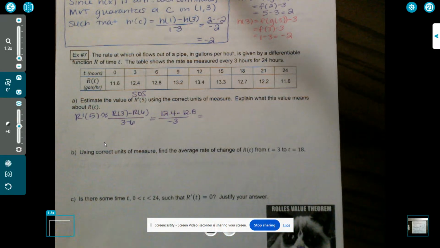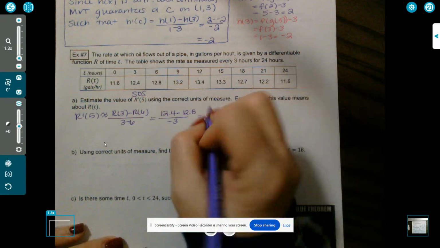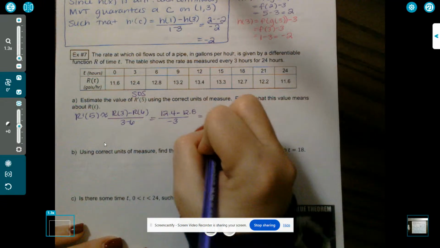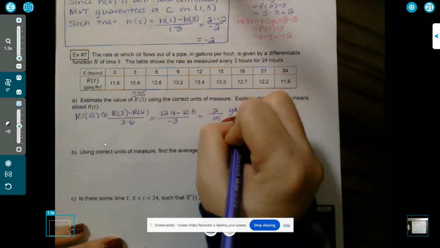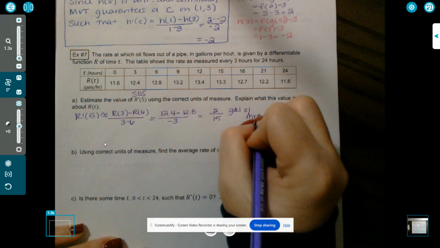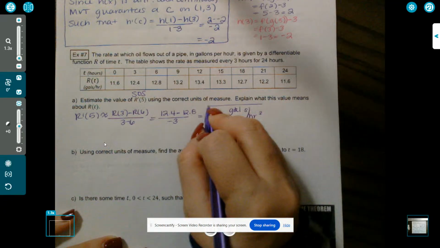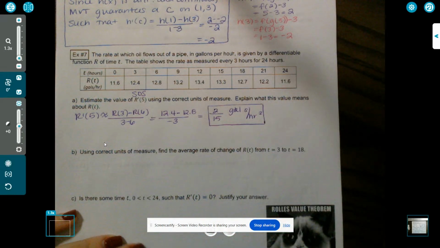R of 6 gives me 12.8, divided by -3. All right, so that's going to give me -0.4 divided by -3, sorry. I'm going to simplify that down to 2/15 gallons per hour squared. Okay, so there is our value.